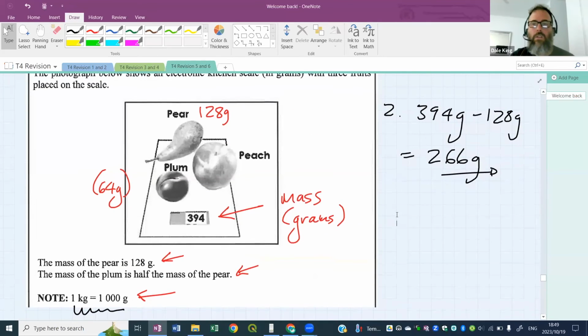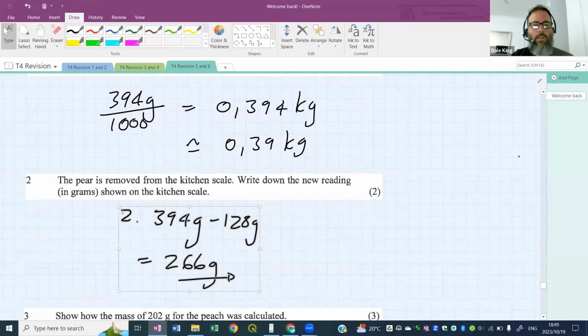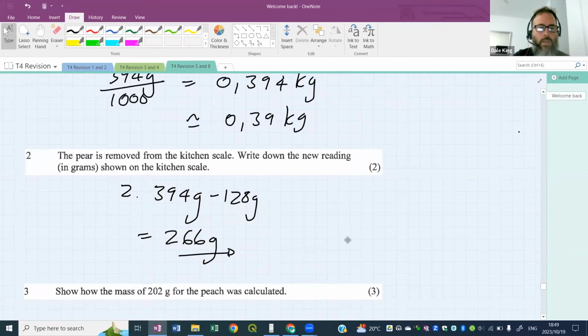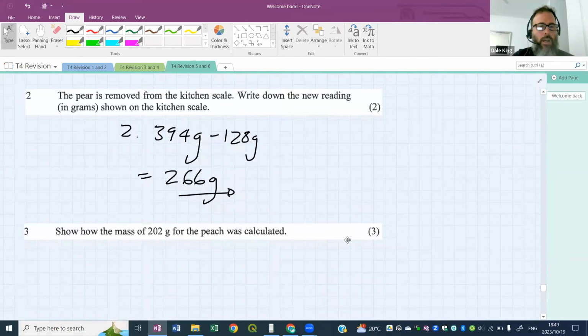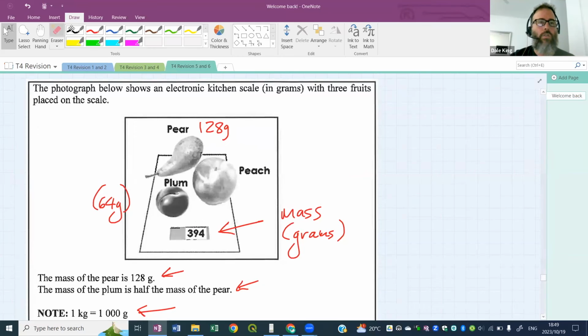All right. So the answer for question 2 there. Let's take this down. Put it down here. We know what to do. Nice and easy. Write down the new reading in grams. We got grams. We sorted. Now, show how the mass of 202 grams for the peach was calculated. They're telling us the peach is 202 grams. How do they get that?